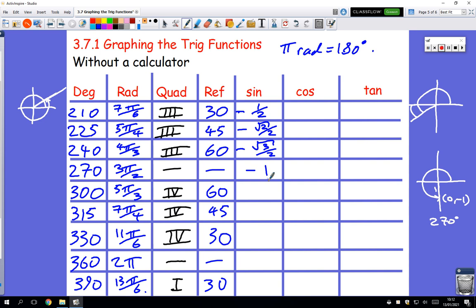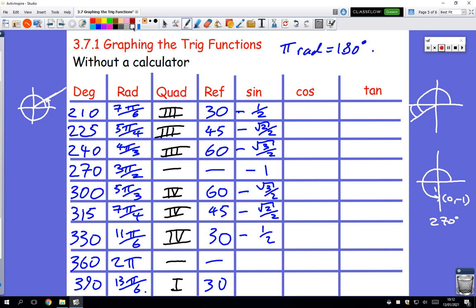Into quadrant 4, and we're going to have a kind of symmetry. In quadrant 4, sine is still negative. Okay, and we're going to have these numbers, root 3 over 2, root 2 over 2, a half. And then we're back here, 360 degrees.